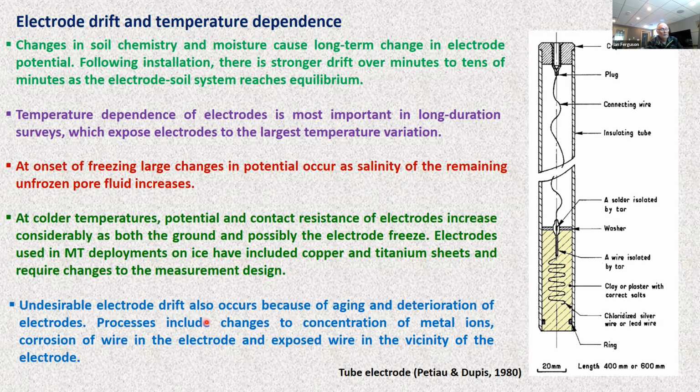Undesirable electrode drift also occurs because of the aging and deterioration of electrodes, and these might include changes to concentration of metal ions, corrosion of wire in the electrode, or the presence of any exposed wire outside the electrode.